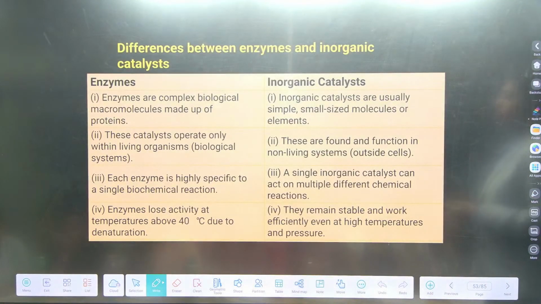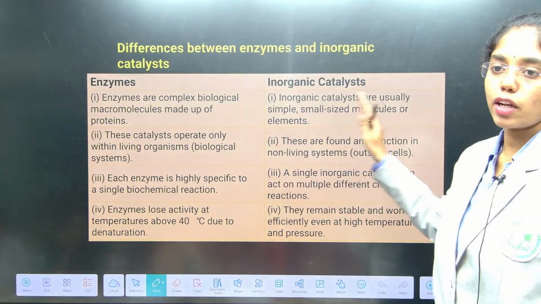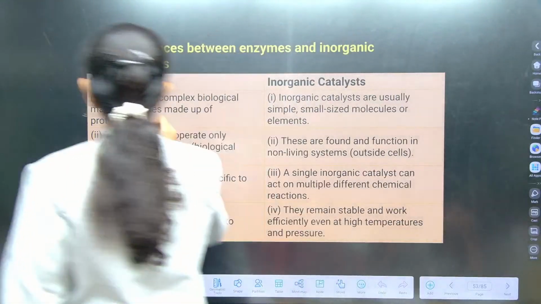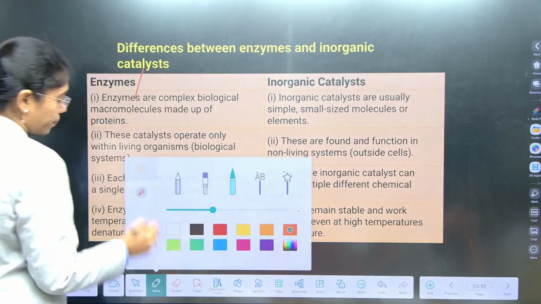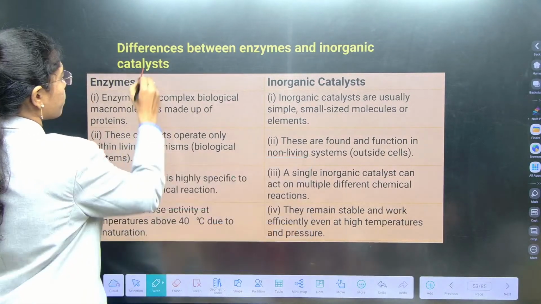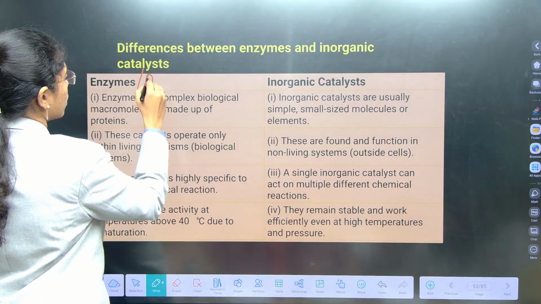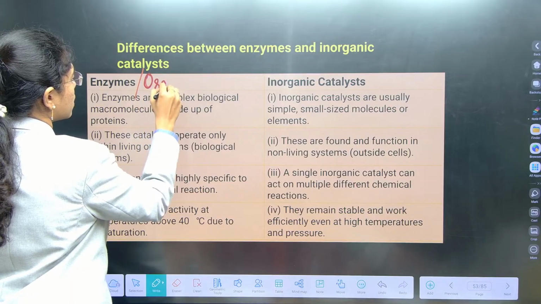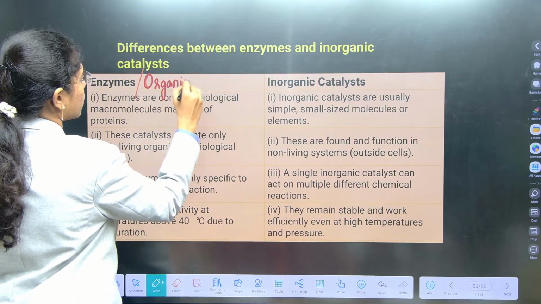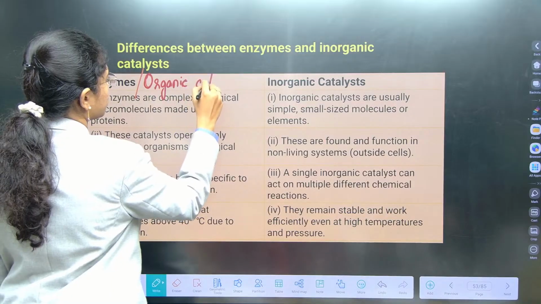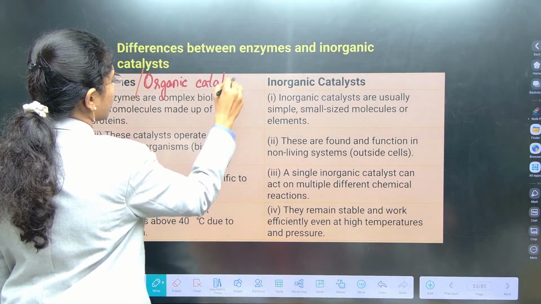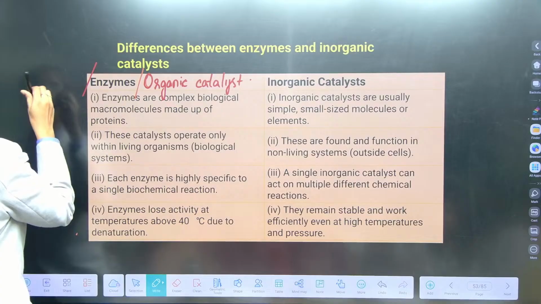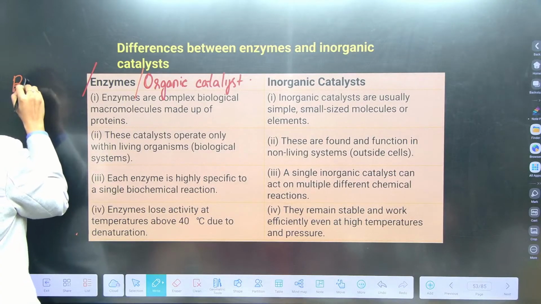These are the differences between enzymes and inorganic catalysts. Enzymes are also known as organic catalyst or biocatalyst.